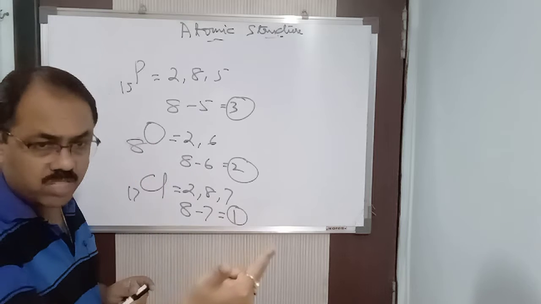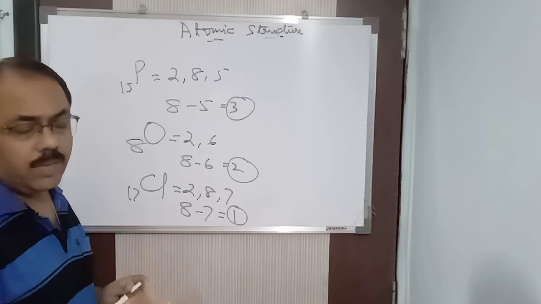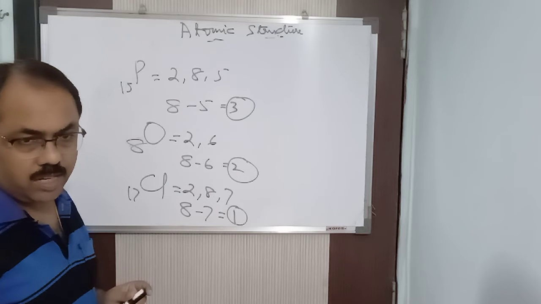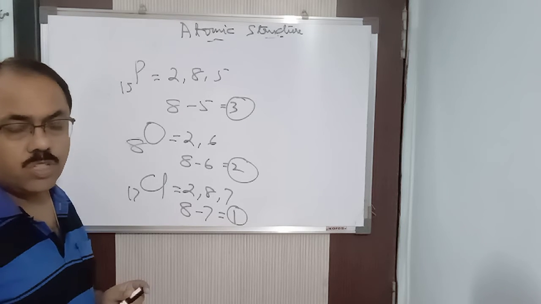And the ones which lose electrons, like sodium, potassium, calcium, they lose electrons because in the outermost shell they are having either 1, 2 or 3 electrons. We can say that. Aluminium has got 3 electrons in the outermost shell. It is going to lose them.